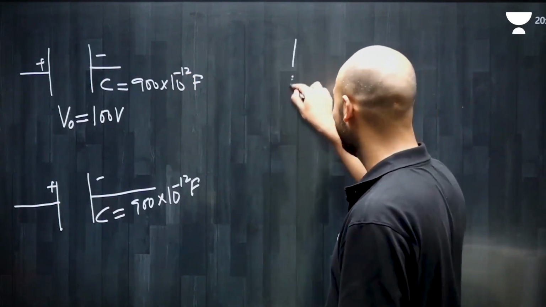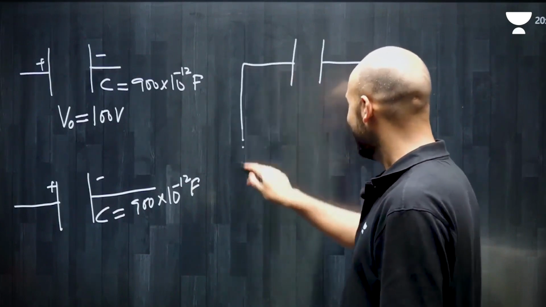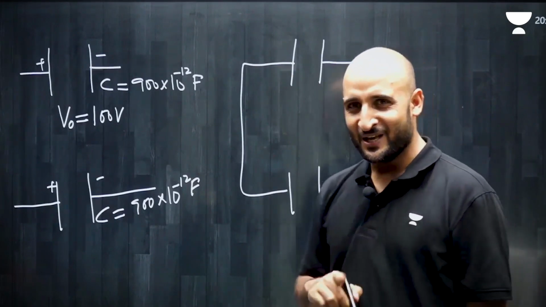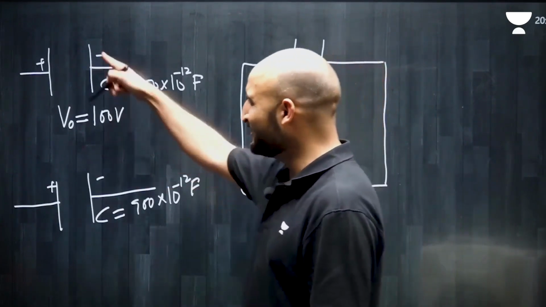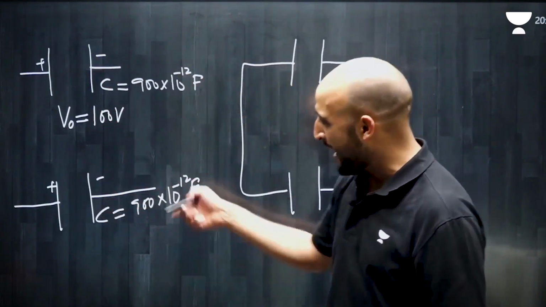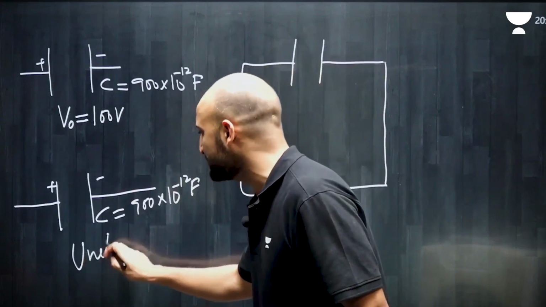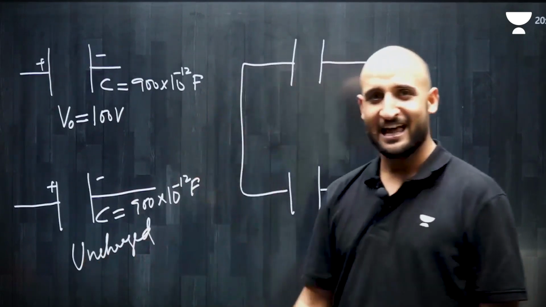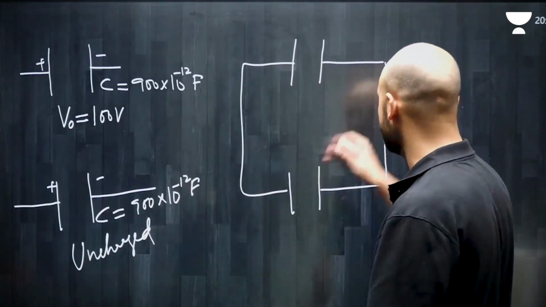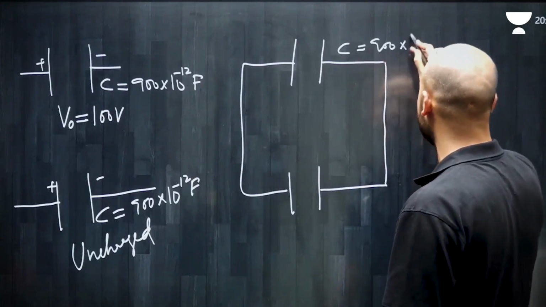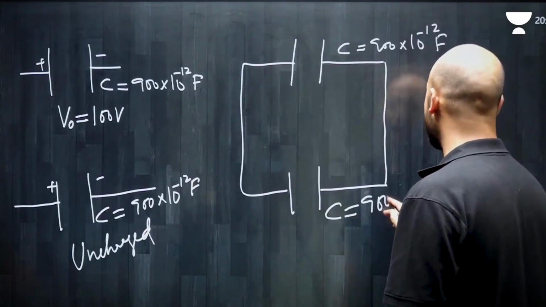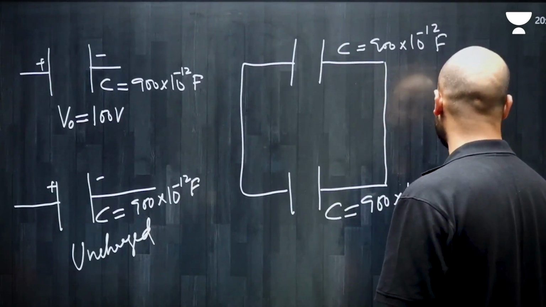You connect them. This is your one capacitor. This is your another capacitor. It's very simple. You have to go back to the cases. You have two identical capacitors. One of them is uncharged. Mind it, this is uncharged. You connect them together. If I ask you, capacitance will not change. It will be C equal to 900 into 10 power minus 12 farad again.